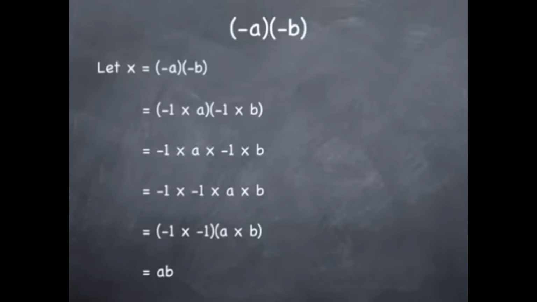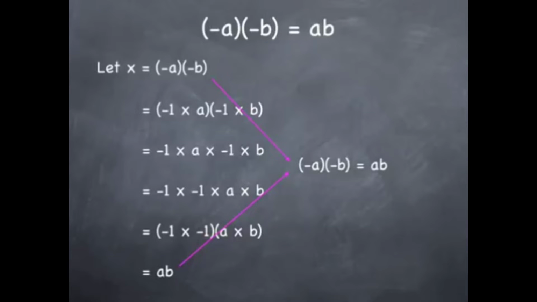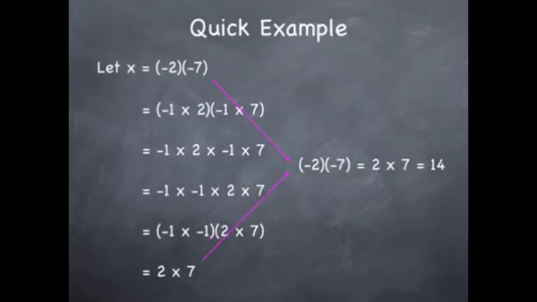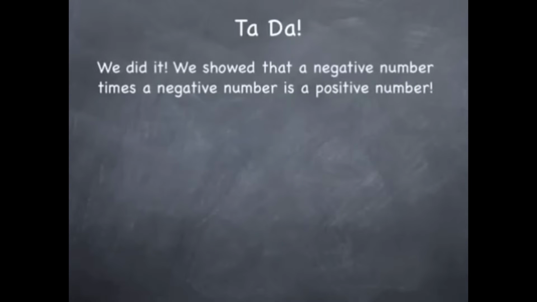And we already agreed that negative 1 times negative 1 is positive 1, which means our answer is a times b. In other words, negative a times negative b equals a times b. Here's a quick example. Let x equal negative 2 times negative 7. If you go through the steps, you end up with 2 times 7, which is positive 14. Ta-da! We did it. We showed that a negative number times a negative number is a positive number.